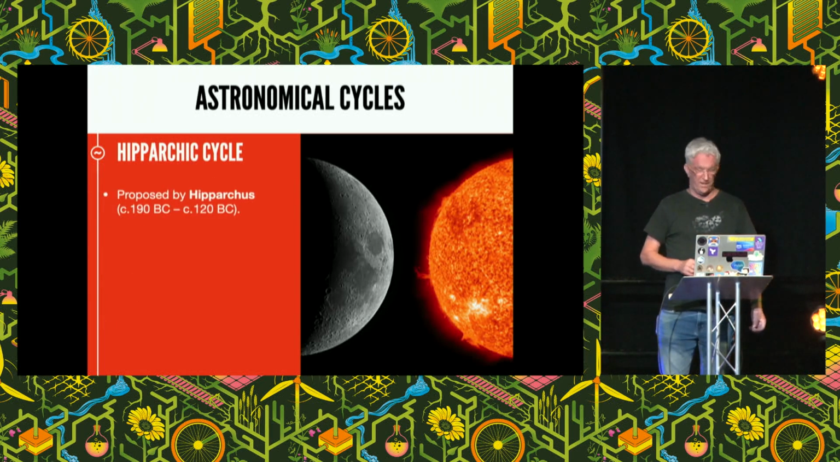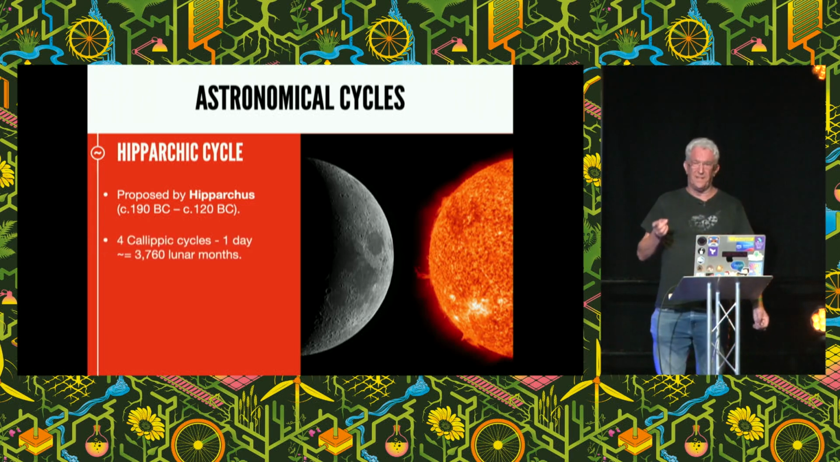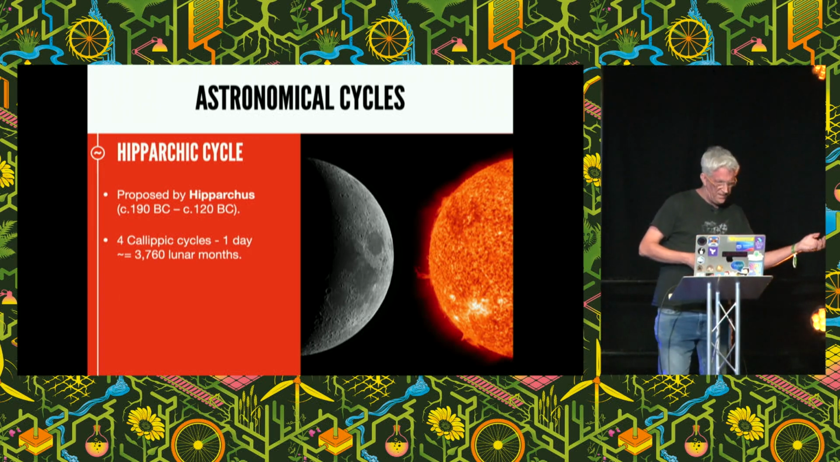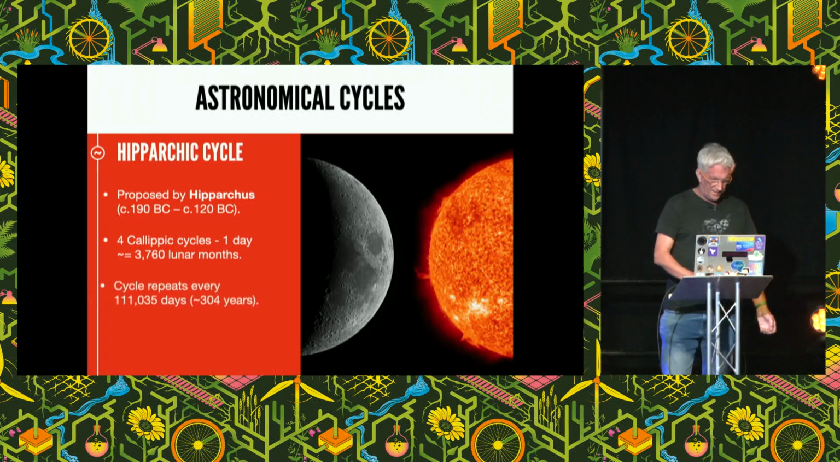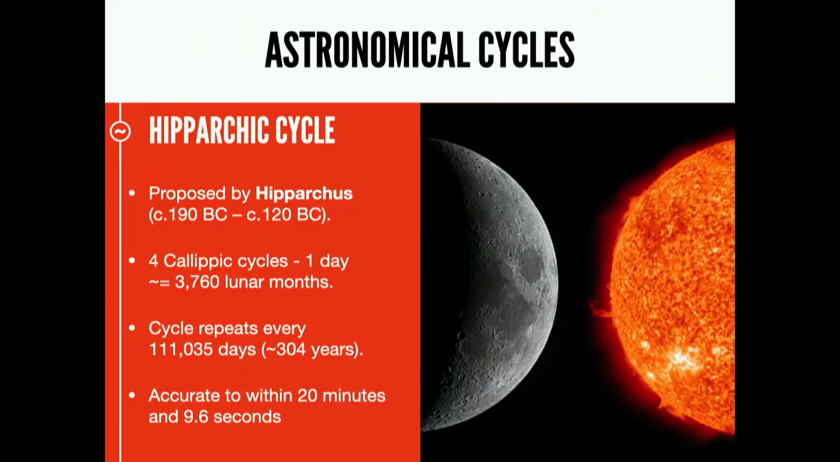Hipparchus says, "Hold my wine." Right. 4 Callippic cycles minus a day is approximately 3,760 lunar months, and that is accurate within 20 minutes. So it's amazing what you can do with these numbers. You can get them close. But that's how it's been approached in the past.